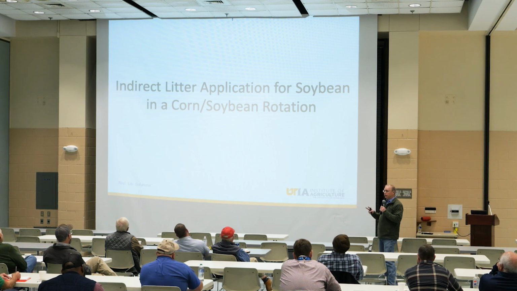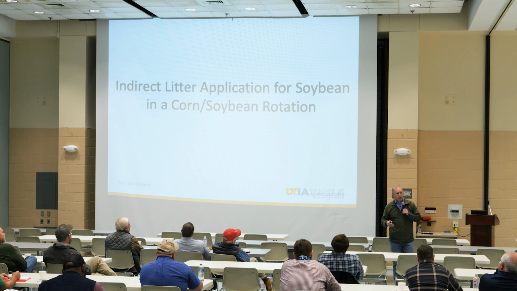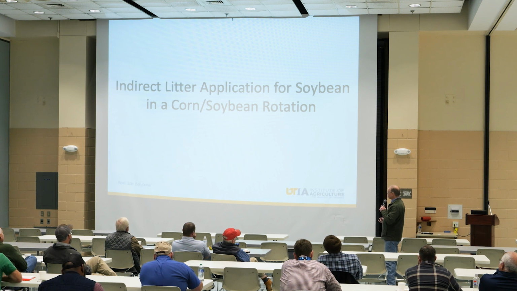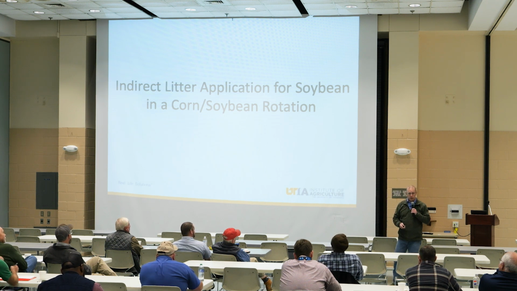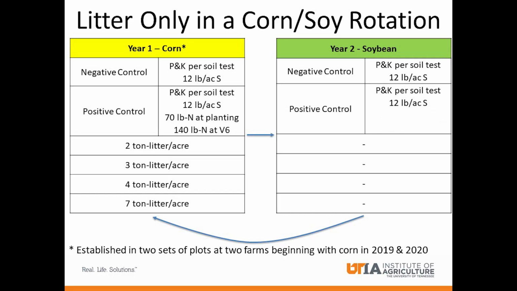So I've got 2 different studies I'm going to present to you. One is what I think is a superior approach for soybean producers that have soybeans in a corn and soybean rotation, and that is indirect litter application for soybean in a corn and soy rotation. The key here is that you're putting the litter down for the corn, and then you're using the residual mineral nutrients from the litter to benefit the soybean crop.